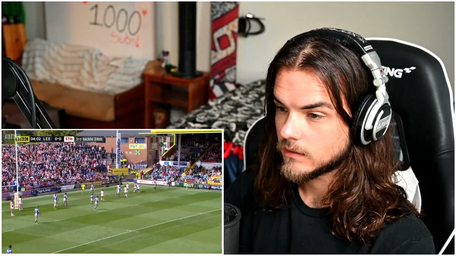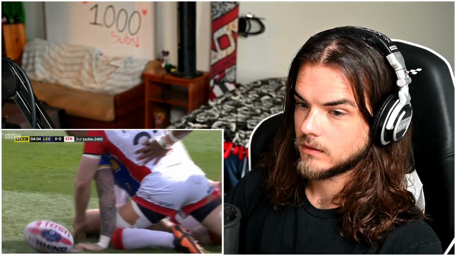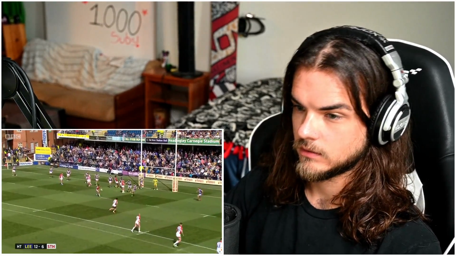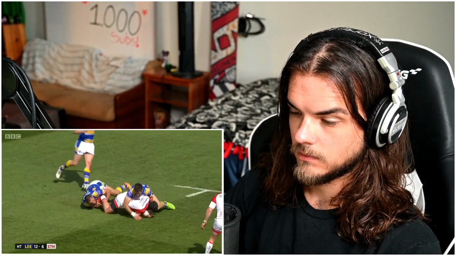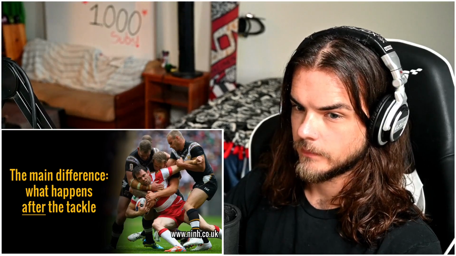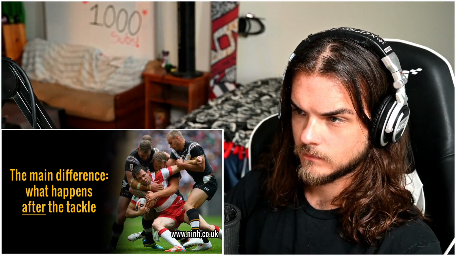In general, both kinds of rugby have the same idea. You have to run with the ball and touch it down onto your opponent's in-goal area to score. You can pass the ball sideways or backwards, but not forwards. The opponents have to stop you by grabbing the ball carrier and pulling him to the floor. The main difference between the two sports is what happens after the tackle.